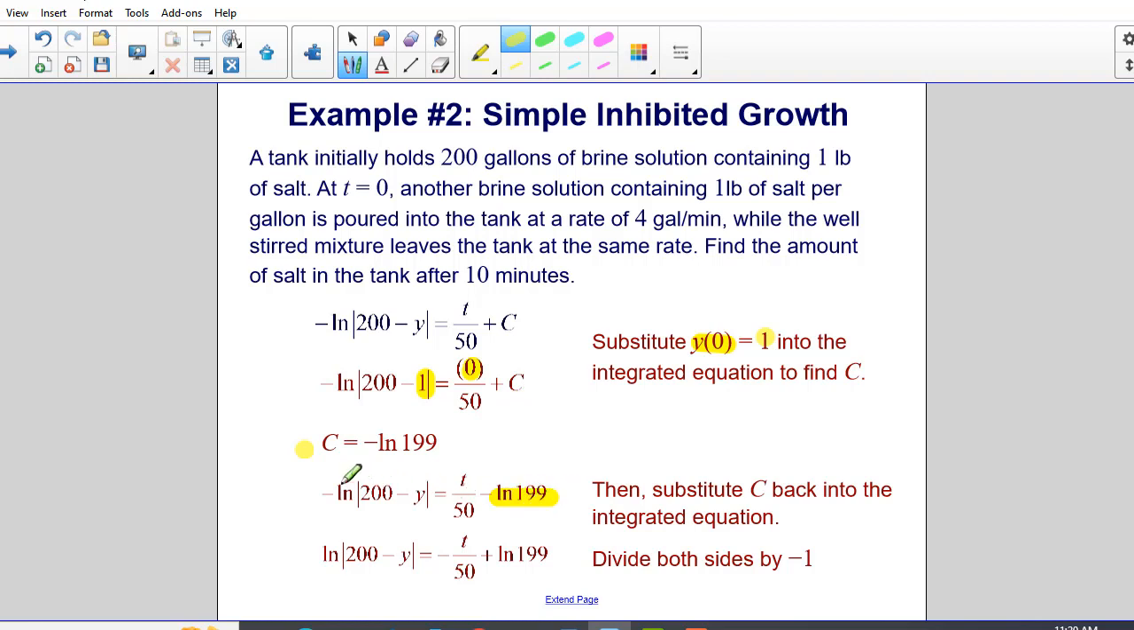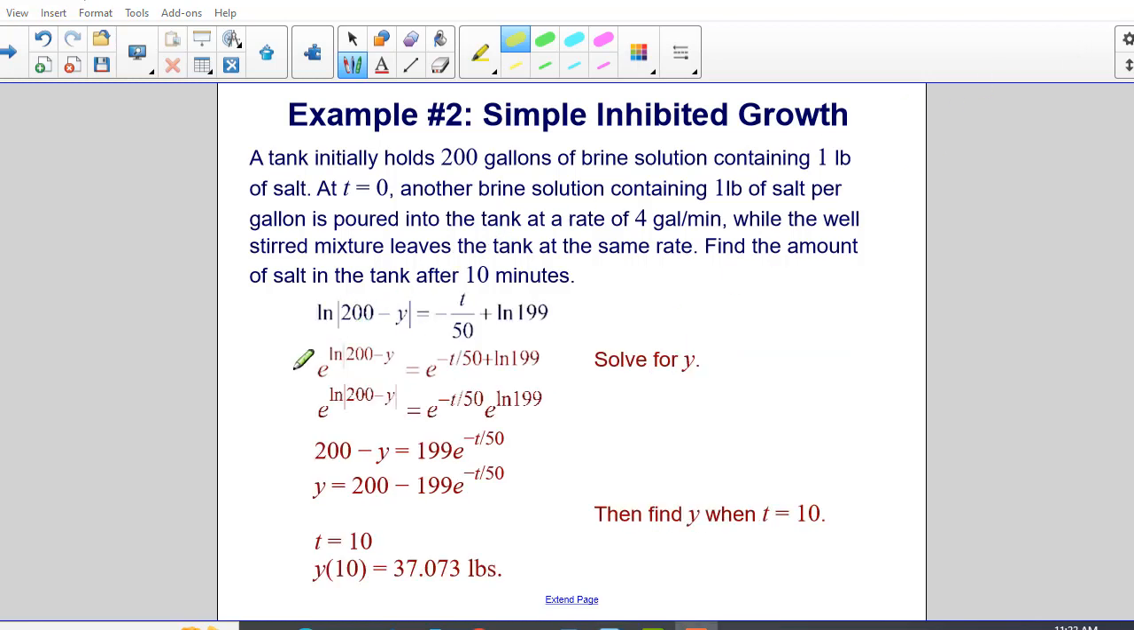So this is our new equation. Minus the natural log of the absolute value of 200 minus y is equal to t over 50 minus the natural log of 199. Now we're going to divide both sides by negative 1 to get an equation where it's all positive on this side. And I do that so we can solve for y. Solving for y, I'm going to use the fact that e and natural logs are inverse functions and make each side the exponent of e.